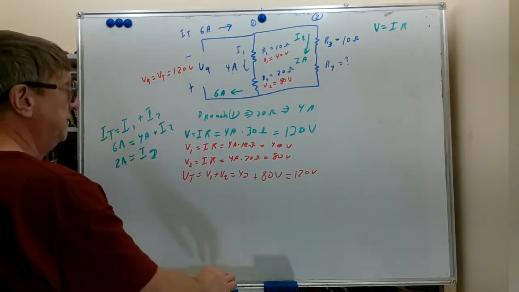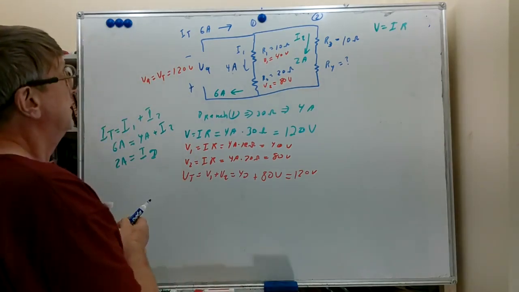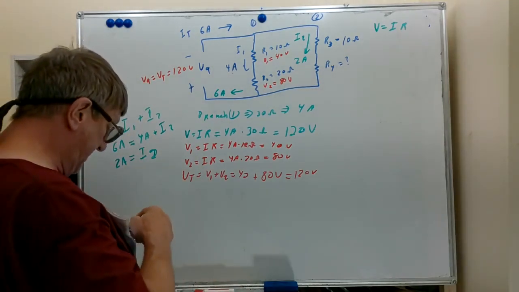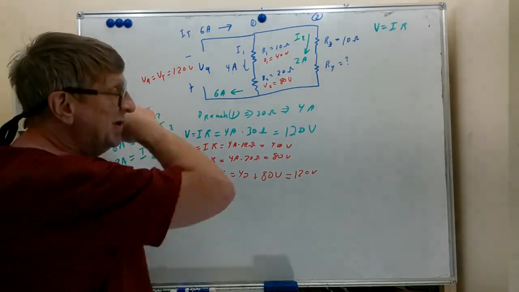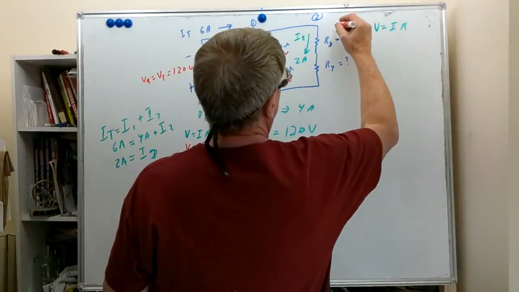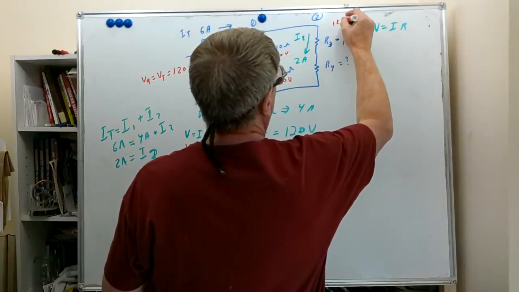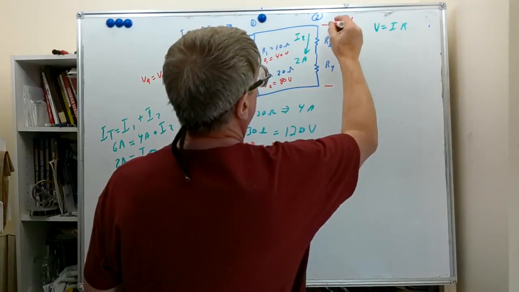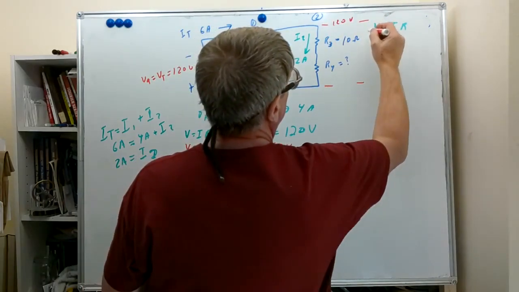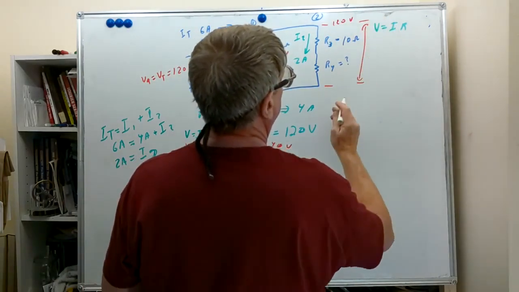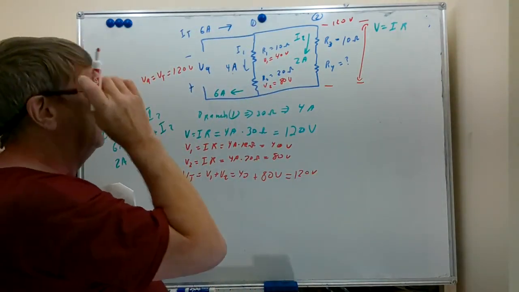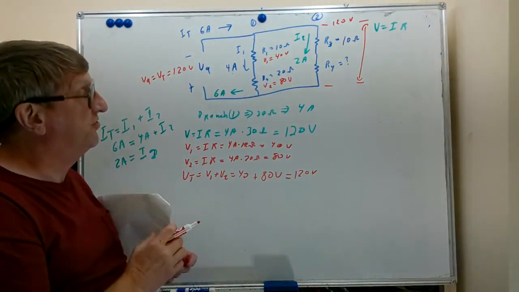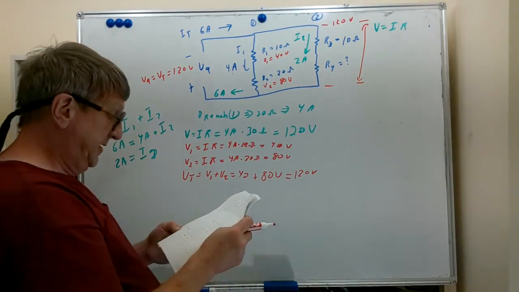Now we know from our calculation of V applied that also appears 120 volts from here to here. It's kind of hard to, well, I'm going to draw it. 120 volts from there to there, across the series combination of R3 and R4.